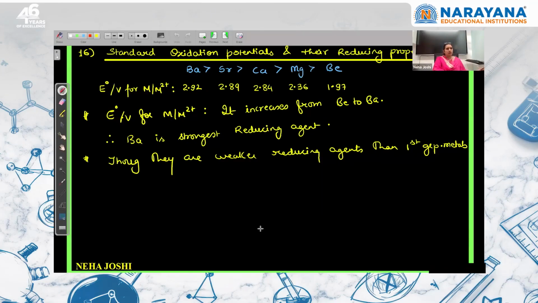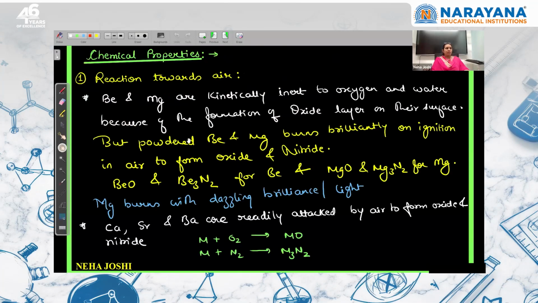Right. So we were discussing the standard oxidation potentials. Chemical properties: with air, they form oxides, and with nitrogen in the air, they form nitrides also. But at this point you remember, beryllium and magnesium are kinetically inert. They do not react with oxygen and water directly because an oxide layer is formed on their surface.